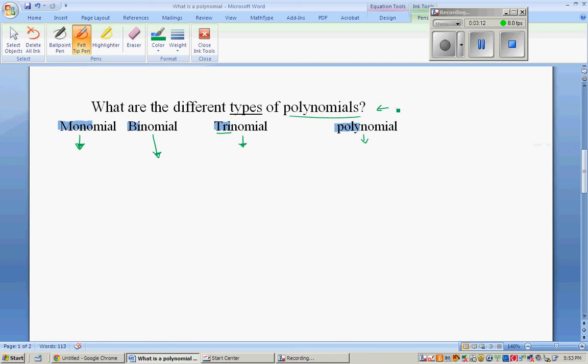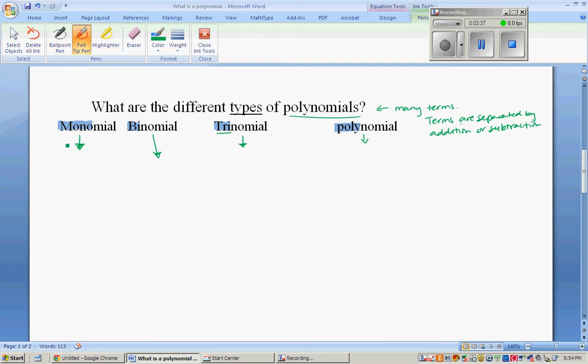So we're going to go and check out, well, what are the different types of polynomials? The word polynomial just means many terms. And just so you know, terms are separated by addition or subtraction. Multiplying things together does not make them different terms. So you'll see what I mean here.